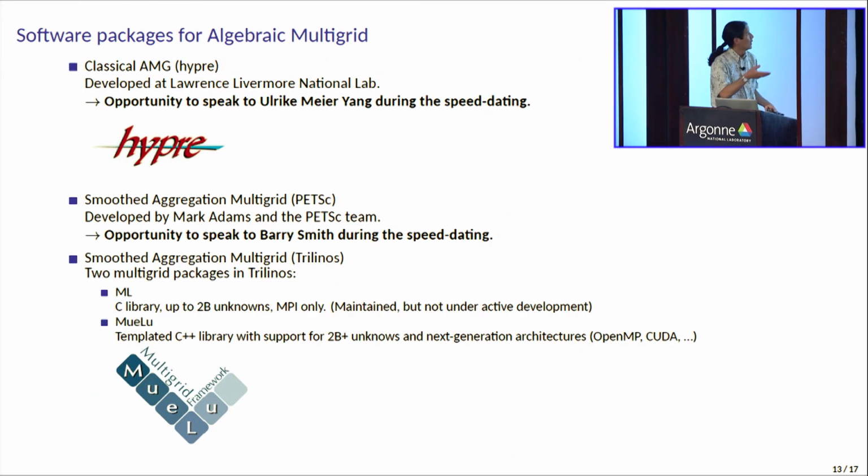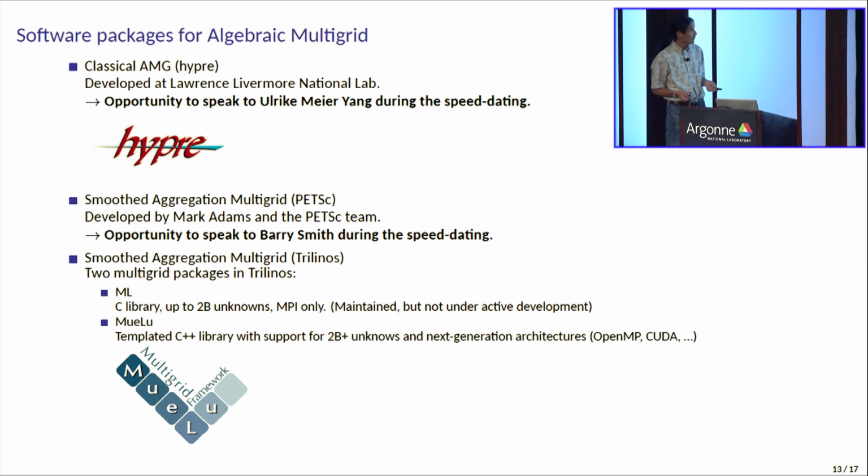So there's a number of very good software libraries that provide AMG capabilities. Hypre has already been mentioned from Lawrence Livermore National Lab. Actually, BoomerAMG is the multigrid package inside of Hypre. Hypre is more than that. I think Ulrike is going to be joining us tonight online if you want to talk to her.